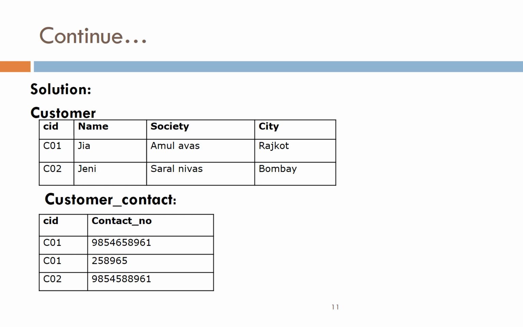So the Customer table is divided and decomposed into two relations, Customer and Customer_Contact, maintaining the criteria of first normal form by removing the presence of composite and multivalued attributes, right? So here we can say that our tables Customer and Customer_Contact are in first normal form.